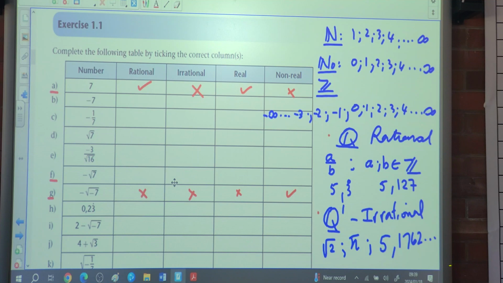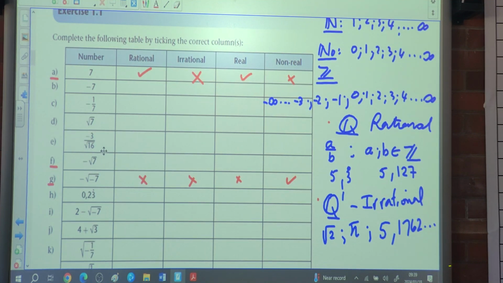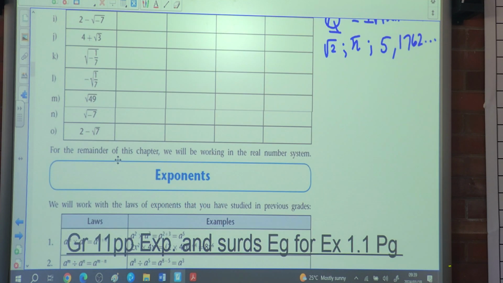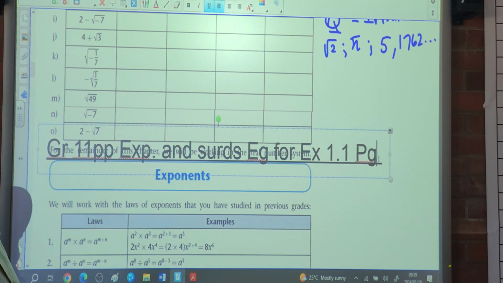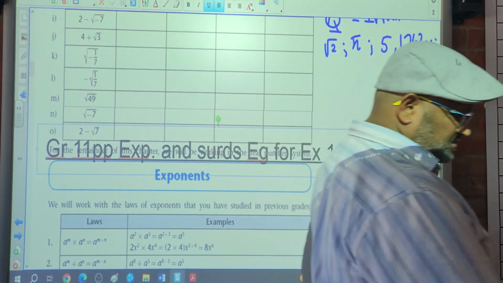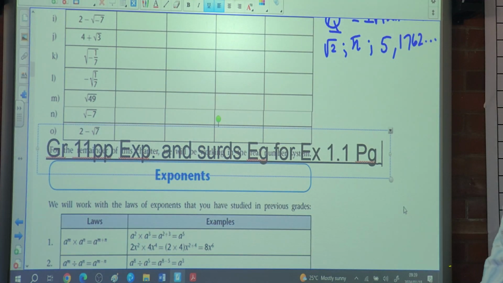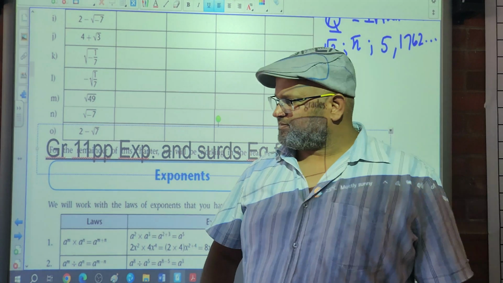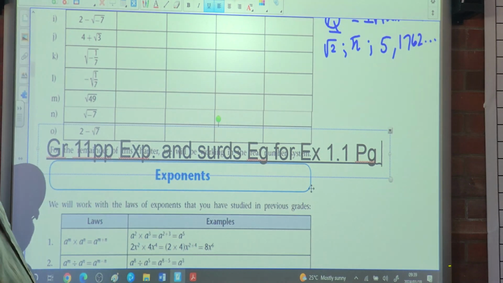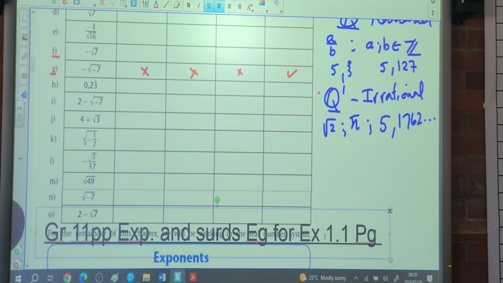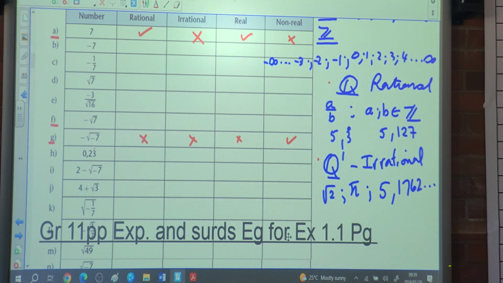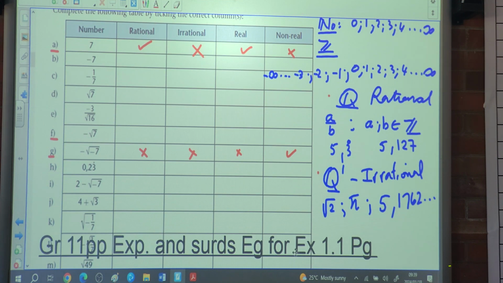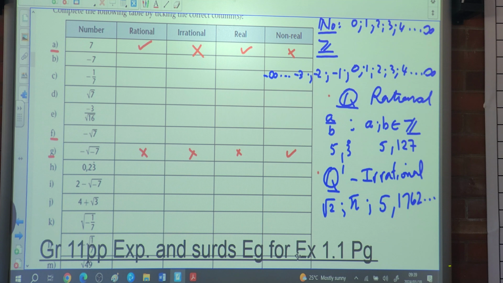I've done 2 of these numbers with you already. Where's our marker? Yeah. Exercise 1.1 is on page 5 or something. Okay? And we'll put it in later. Okay, so looking at B.